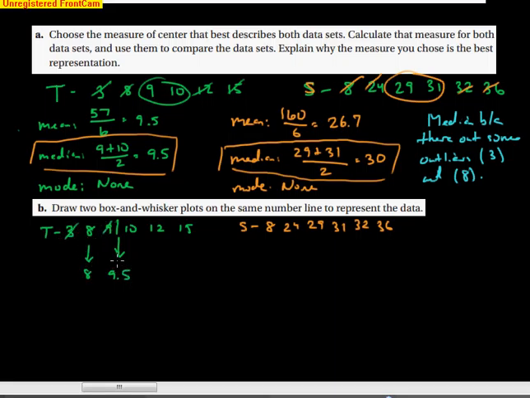The lower quartile, the first quartile is 8. Cross off. The upper quartile, or the third quartile, is 12. And then your minimum is 3, and your maximum is 15.